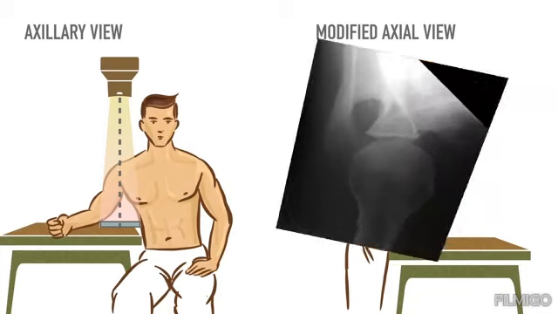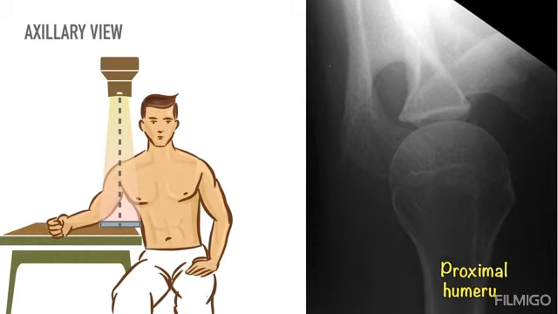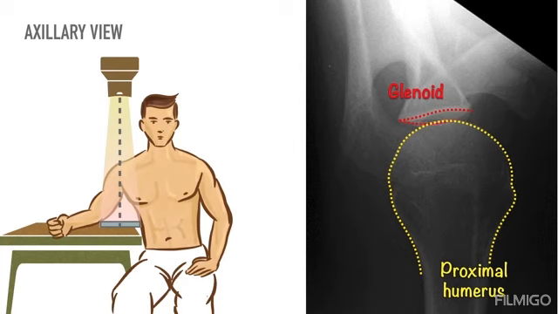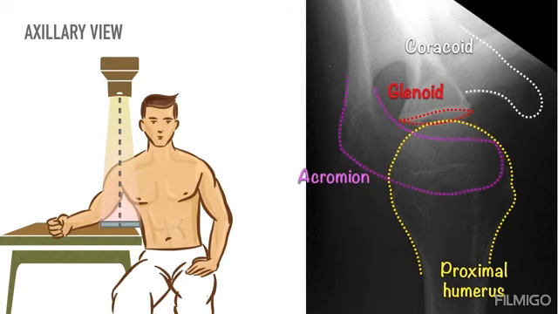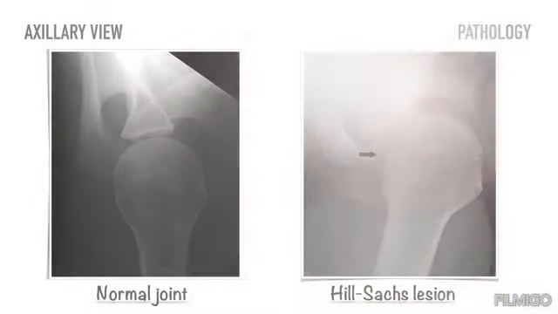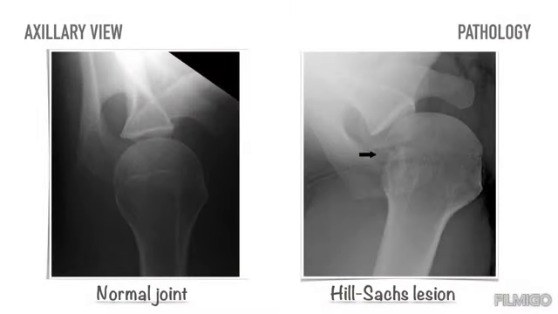The axillary view is a top-down view through the shoulder and gives a clear image of the humeral head and the glenoid and their antero-posterior relationship. This shows fractures and dislocations of the proximal humerus, osteoporosis, osteoarthritis, Hill-Sachs lesions, and osseous Bankart fracture involving the anterior glenoid rim.